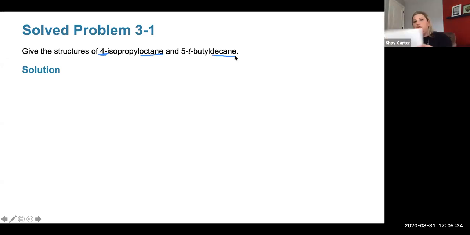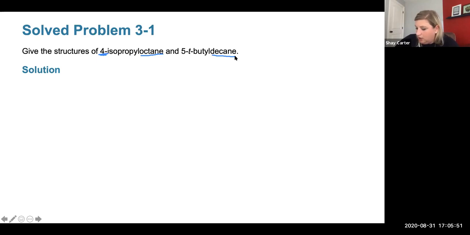Let me show you. This is my parent chain. This isn't my full molecule. This is just my parent chain. Okay, so I have 10 carbons there and all the hydrogens that go with them, but I don't have to write those because this is a skeletal structure, and that's the beauty of a skeletal structure.